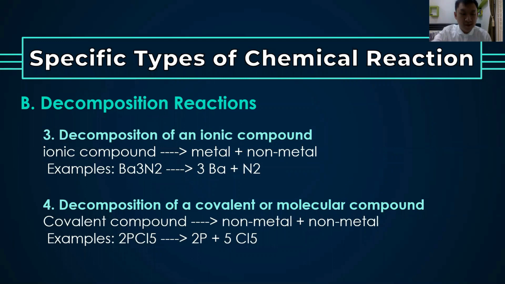The third specific type of decomposition reaction is decomposition of an ionic compound. Ionic compound yields metal plus non-metal. Examples include Ba3N2 yields 3Ba plus N2. The fourth one is decomposition of a covalent or molecular compound. Covalent compound yields non-metal plus non-metal. Examples include 2PCl5 yields 2P plus 5Cl2.